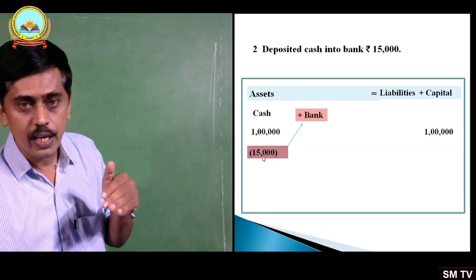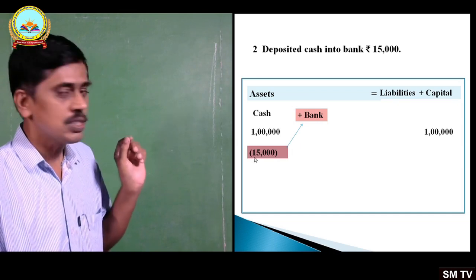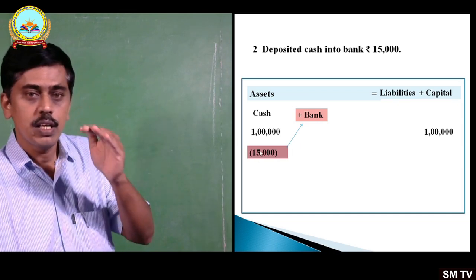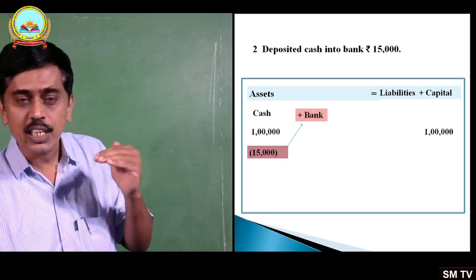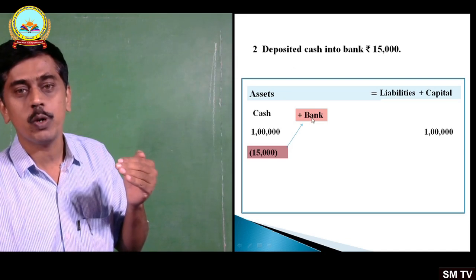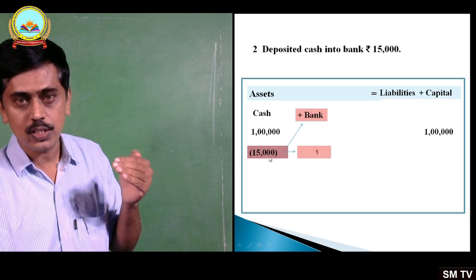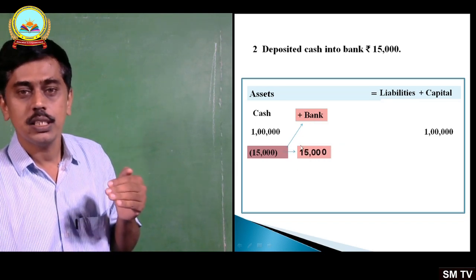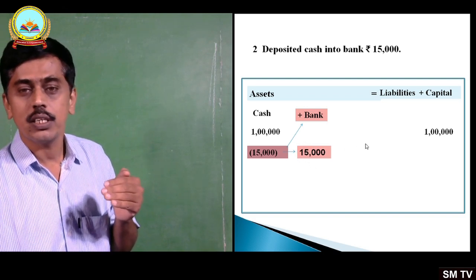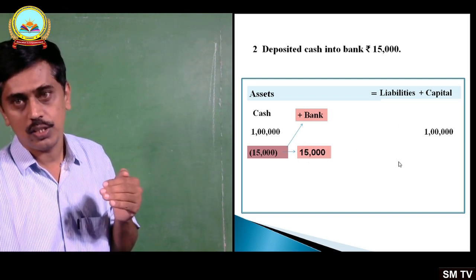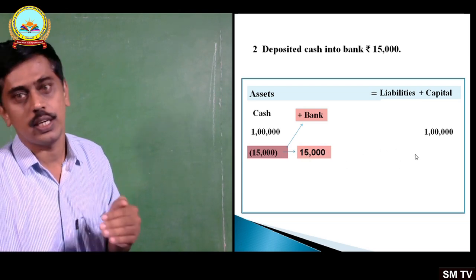One asset reduces here. I have written 15,000 in brackets. What does it indicate? It indicates that cash is reduced by rupees 15,000. But where has that cash been spent? That cash has been deposited into the bank. So here 15,000 reduces in cash balance, but the same is deposited into the bank. Look here, there are no other changes in capital, or no changes on the other side, that is the liability side.